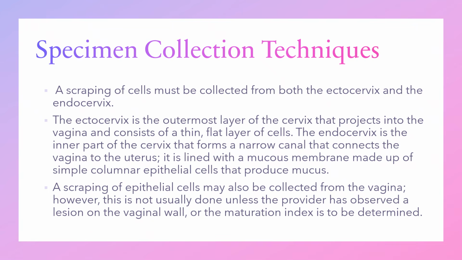The ectocervix is the outermost layer of the cervix that projects into the vagina and consists of a thin, flat layer of cells about 10 layers thick. The endocervix is the inner part of the cervix that forms a narrow canal that connects the vagina to the uterus. It's lined with a mucous membrane made up of simple columnar epithelial cells that can produce mucus. I do want to specify that this will be the doctor doing this, not us, but you may be the ones helping to assist with anything, handing them some tools if they need them, and supporting the patient.